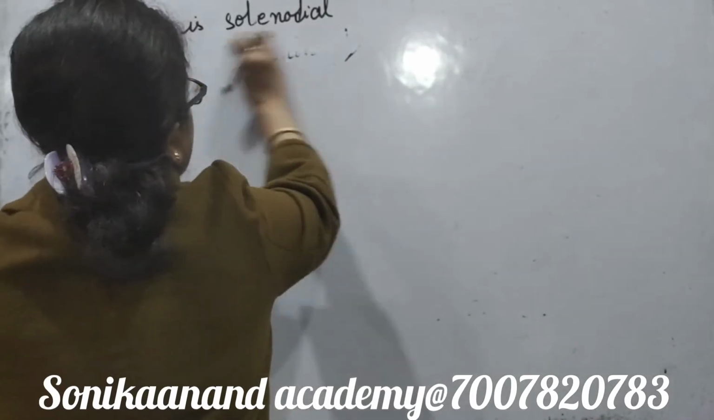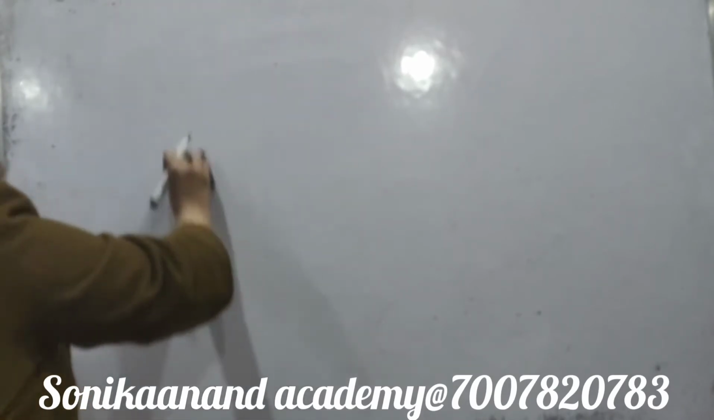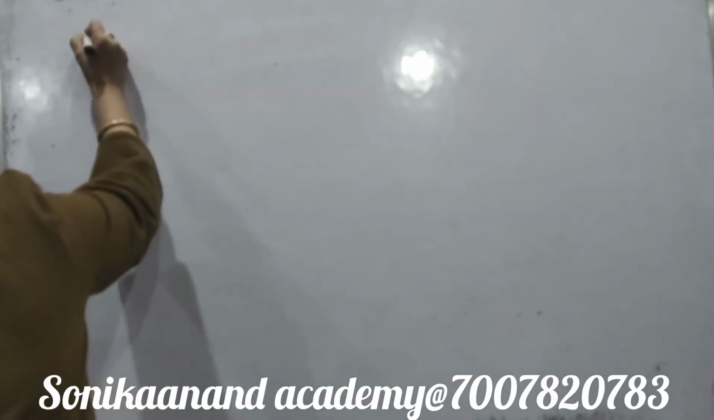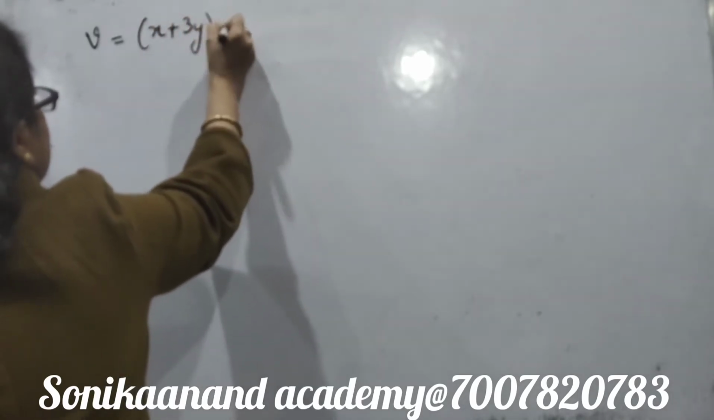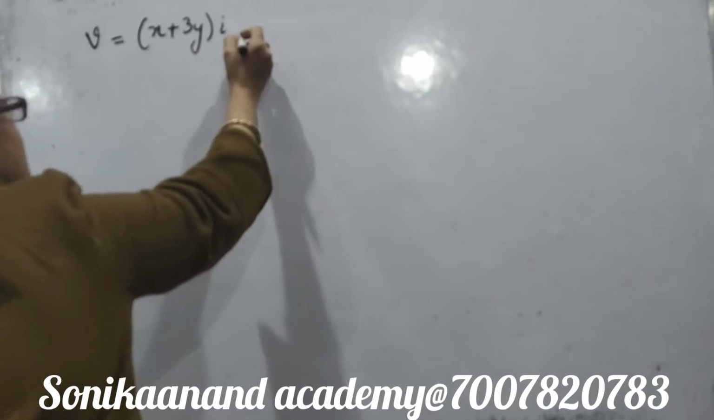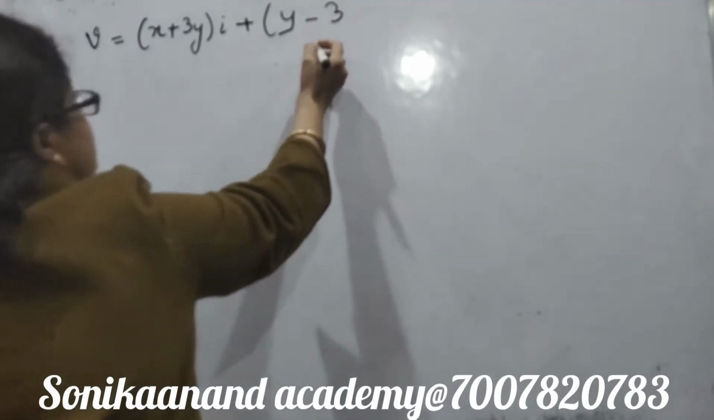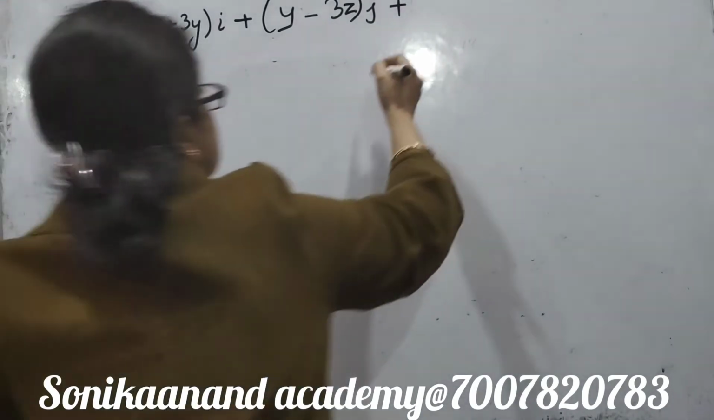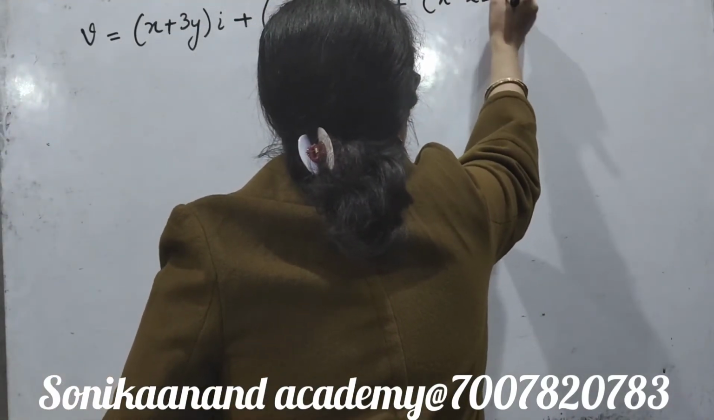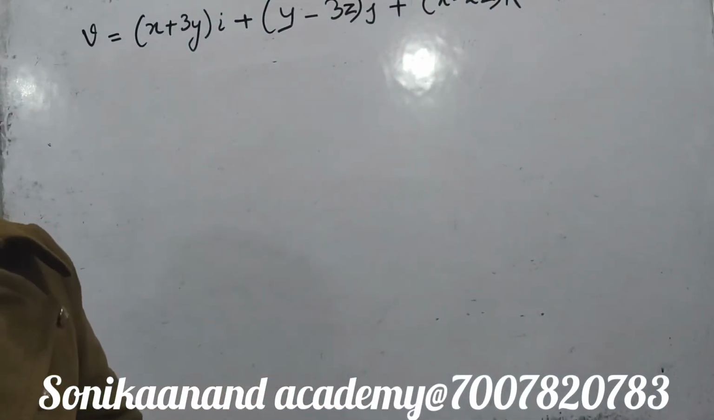What is the condition when any vector is solenoidal? How can we prove whether the vector is solenoidal or not? For example, we have a question. We have a vector (x plus 3y) i plus (y minus 3z) j plus (x minus 2z) k, and we have to see whether this vector is solenoidal or not.